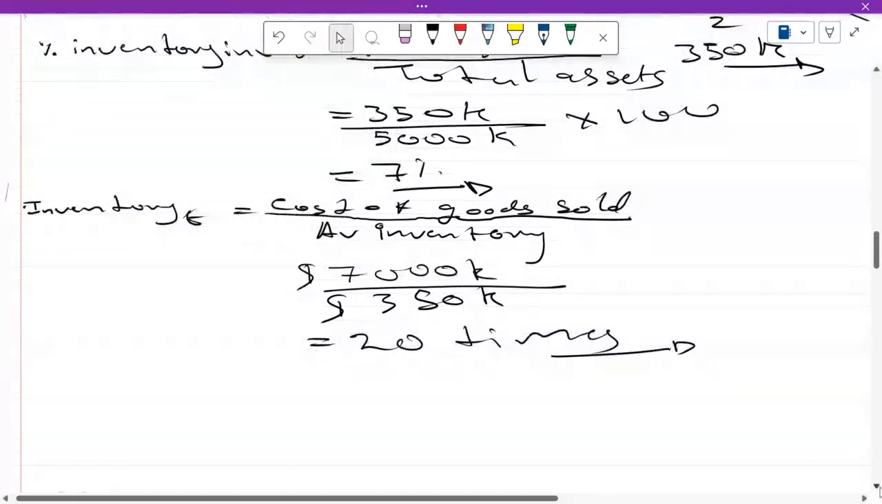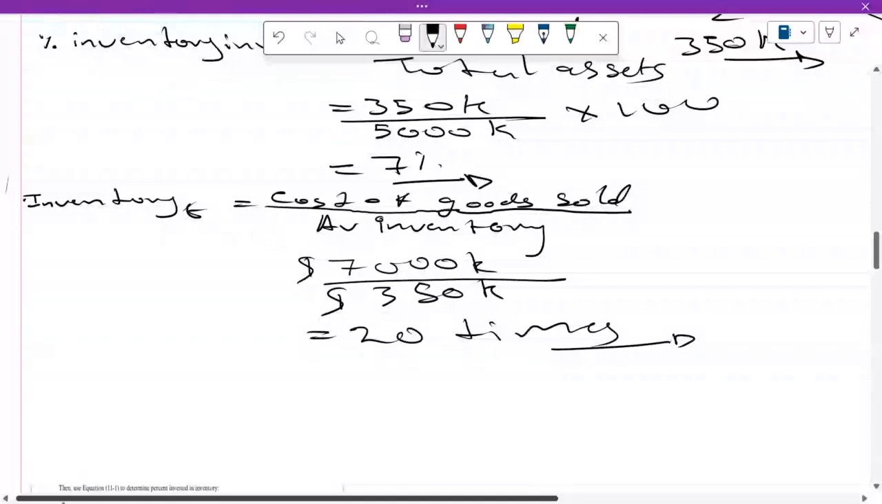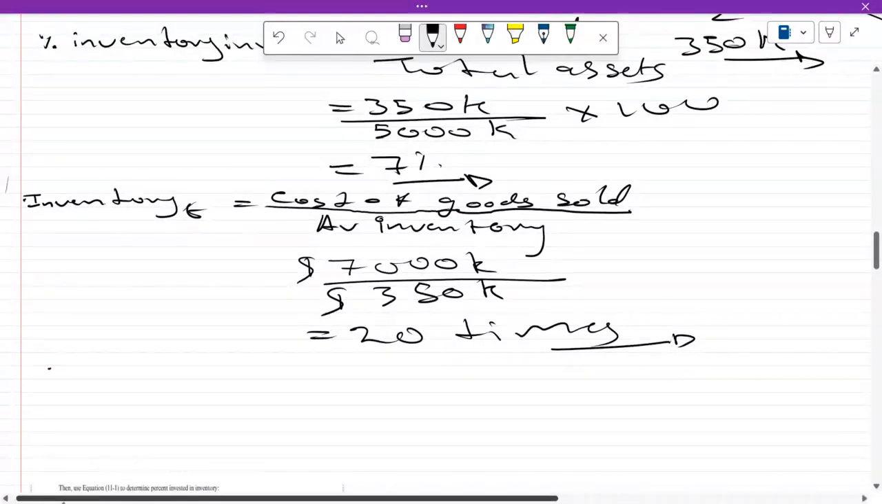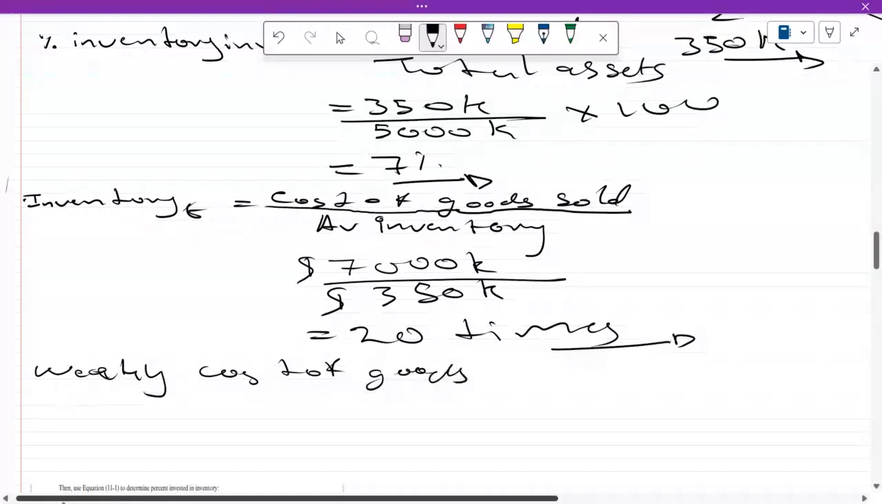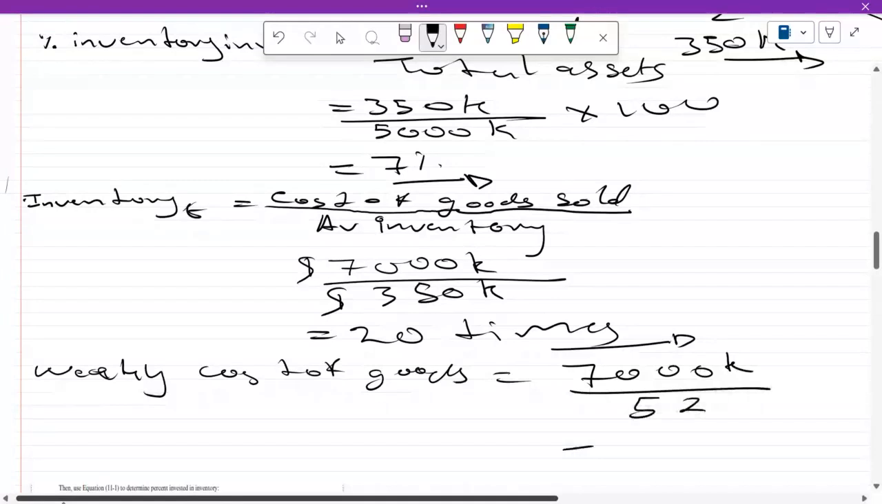Okay. Then the last one, it's weeks now. The 7,000K, remember we start by saying weekly cost of goods, which is our 7 million K divided by 52, which is equal to, what's our answer? 134.615.